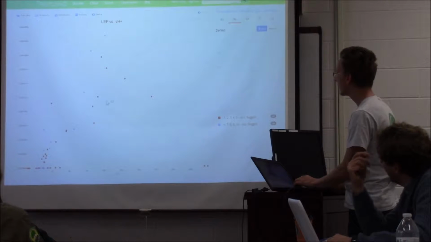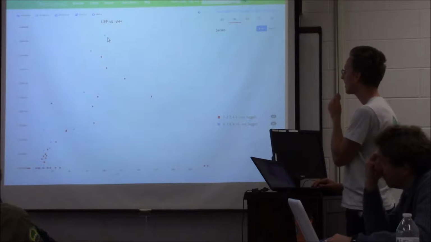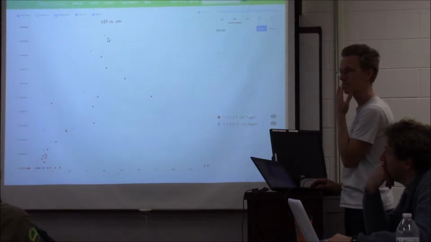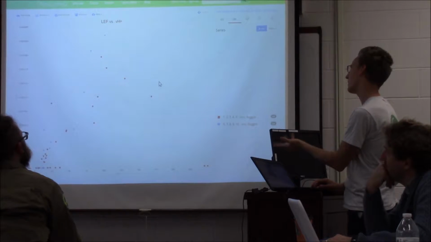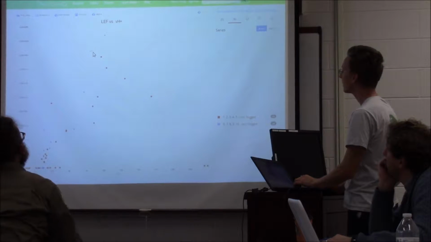So it's actually a mix. It's mostly the first time, but these two outliers are actually the second. And what numbers? So I have to go through the dots. Can you just click on the dot? Yeah.